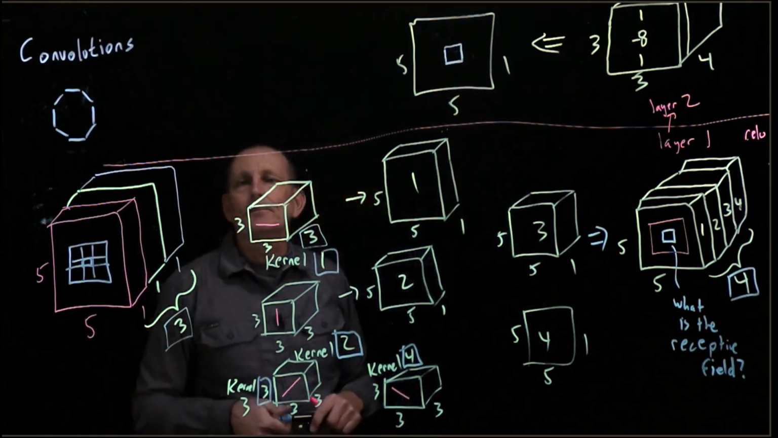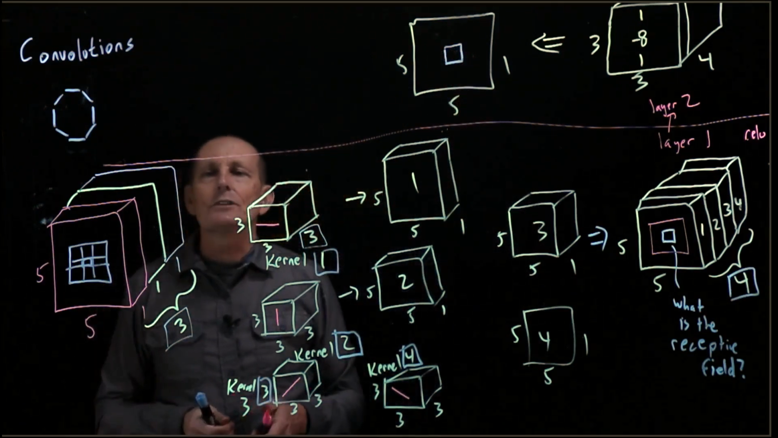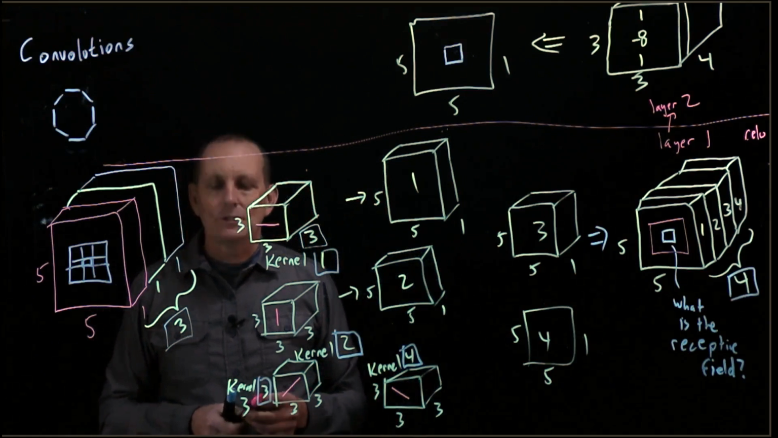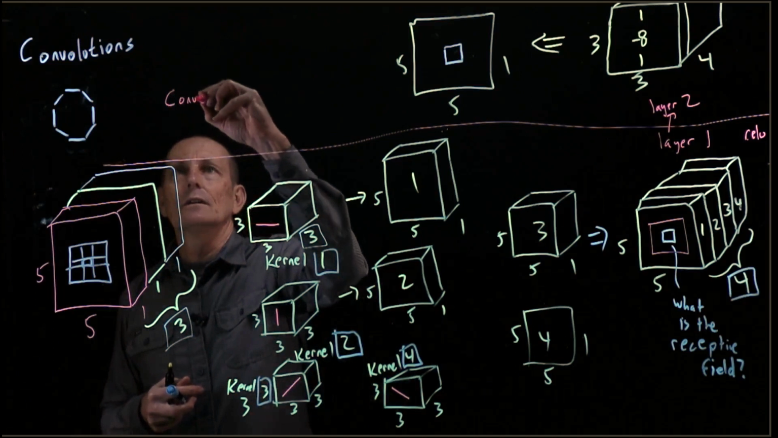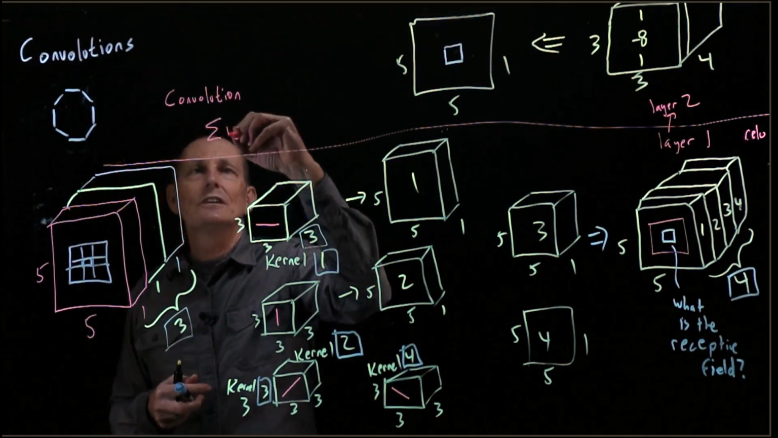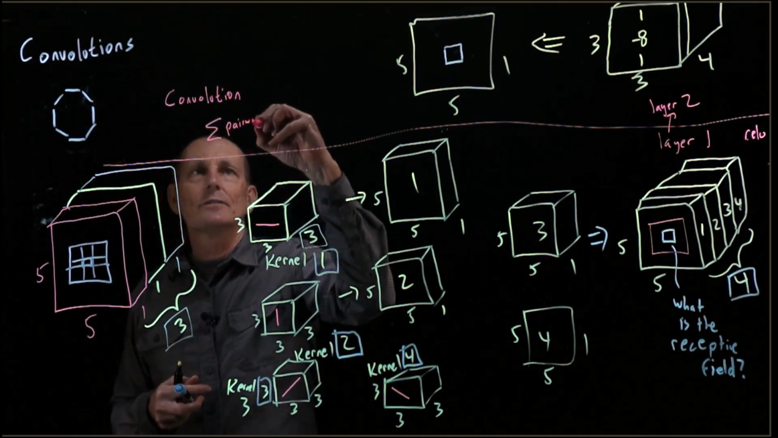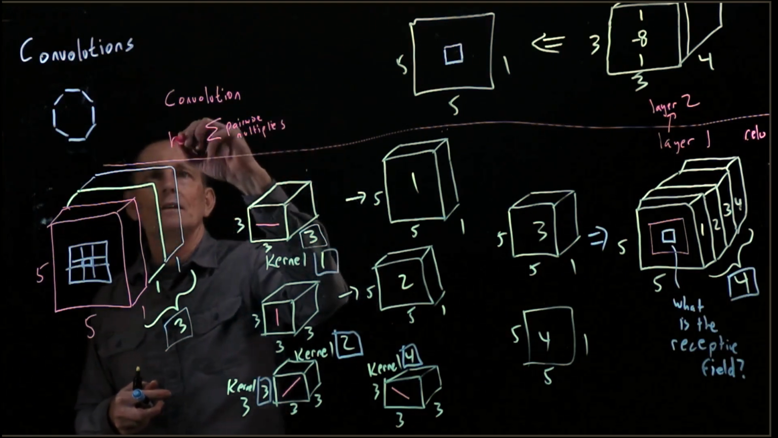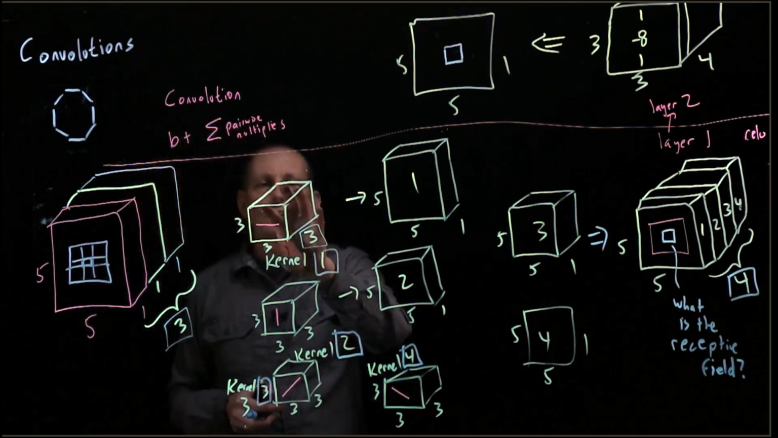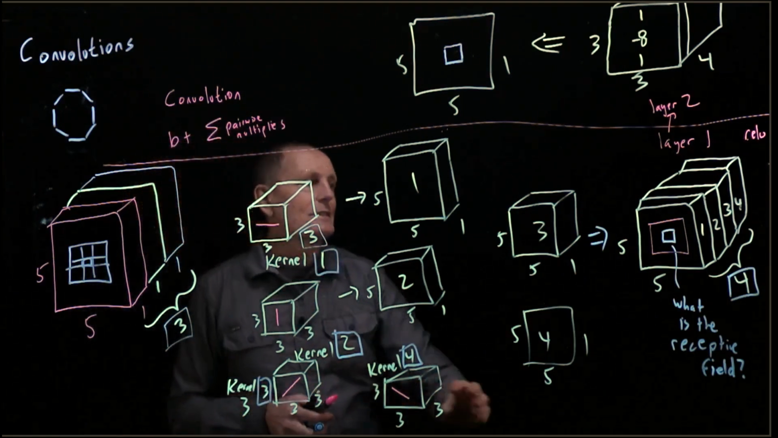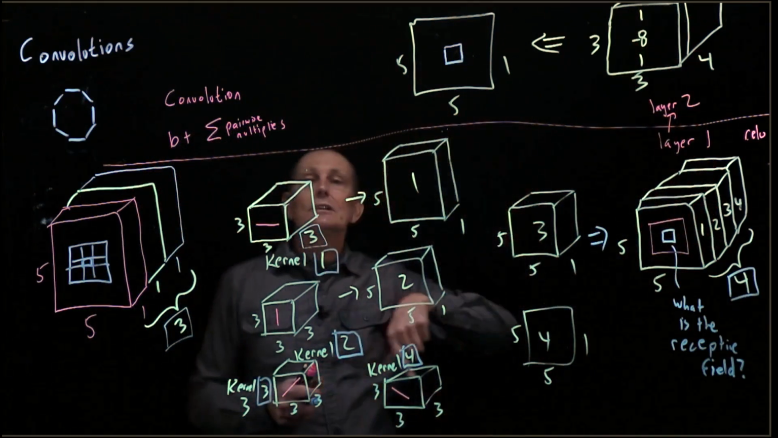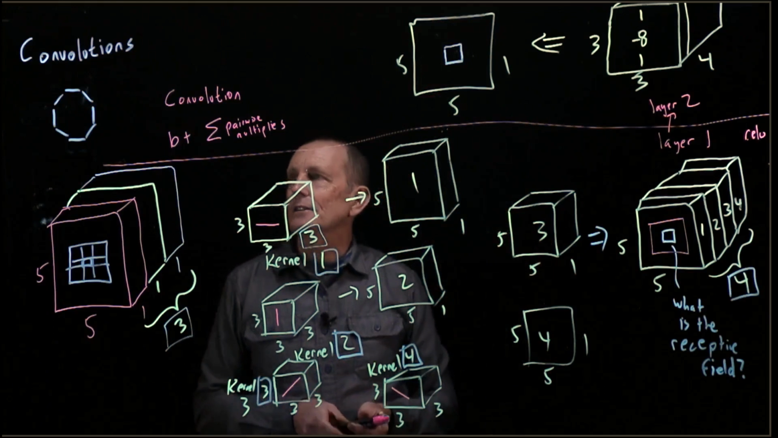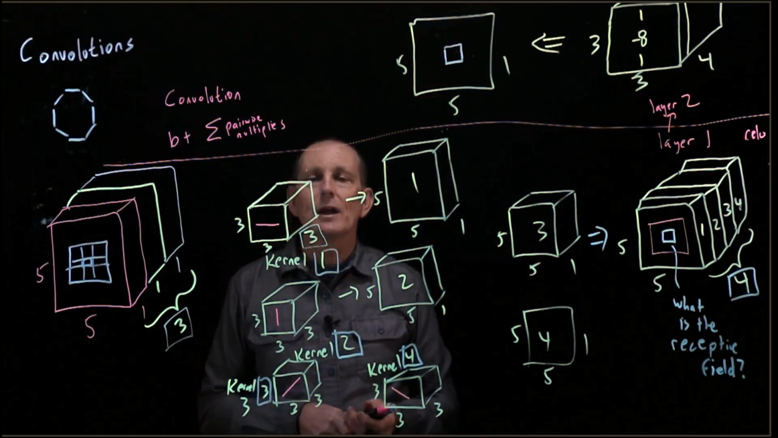I did leave off one thing, and that is, when we're doing convolutions, we actually normally add a bias too. So for all these convolutions, we do a summation of these pairwise multiplications, and then we add a bias. So this kernel has a bias, a bias, a bias, a bias, a bias. If we're looking at this octagon detector, how many parameters are there?